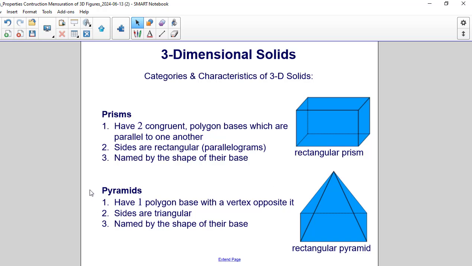Next, we have pyramids. Pyramids have one polygon base with a vertex opposite it. Here's the polygon base. The vertex is up here at the top. The sides are triangular, and the shape is named by the shape of the base. The base is a rectangle, so this is known as a rectangular pyramid.